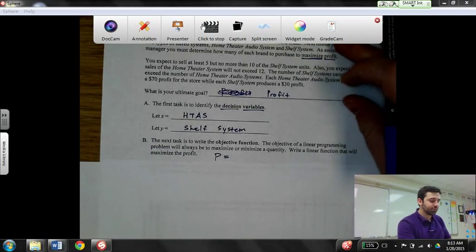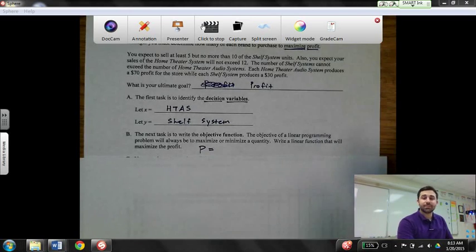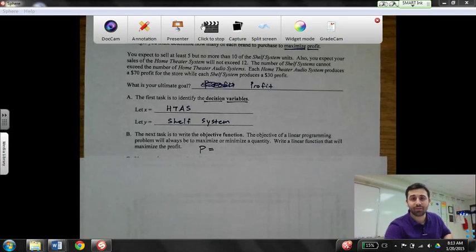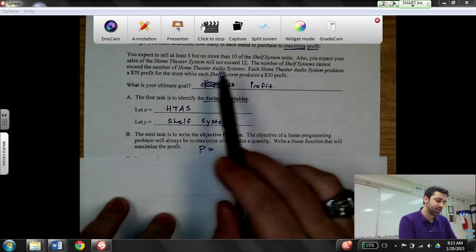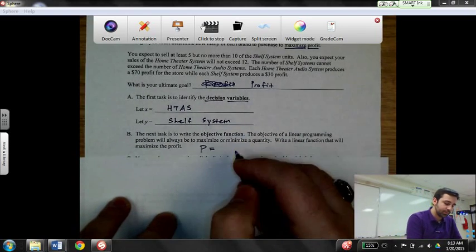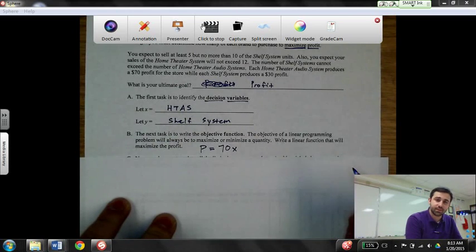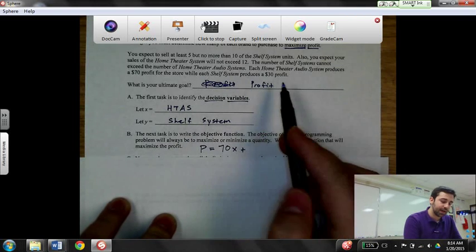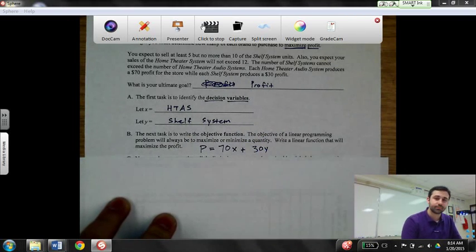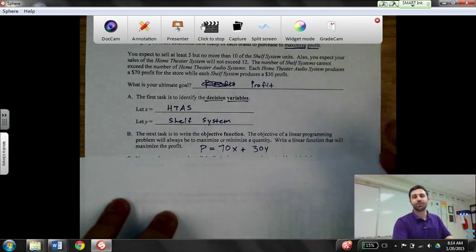All right, so now let's write an objective function. Like we said, our objective is once again to maximize profit. So I need to write a model or a function that gives me a profit. Looking back at the second paragraph, a home theater audio system produces a $70 profit. So for each X, or each of these systems, I get $70 profit. For each Y, or the shelf system, I get $30 of profit. Once we write this objective function, we're going to come back to it.